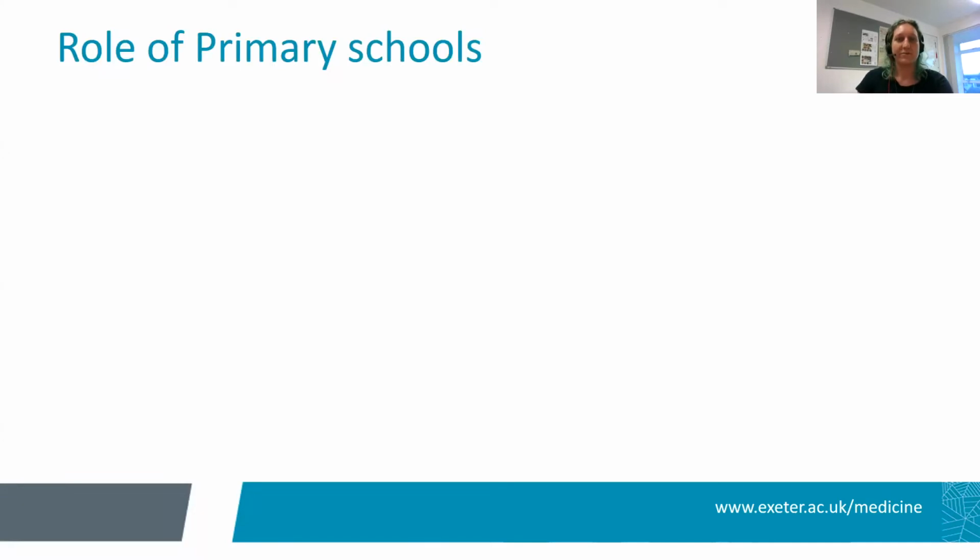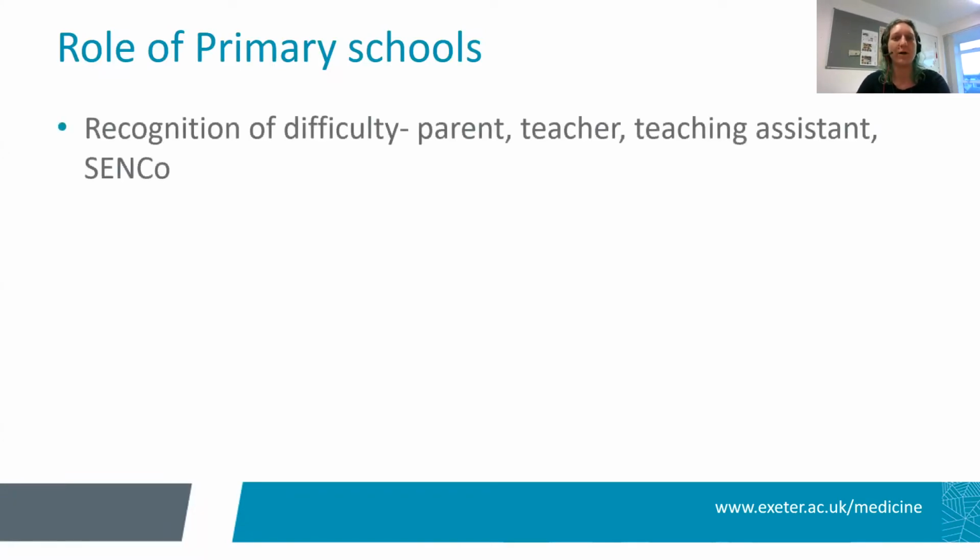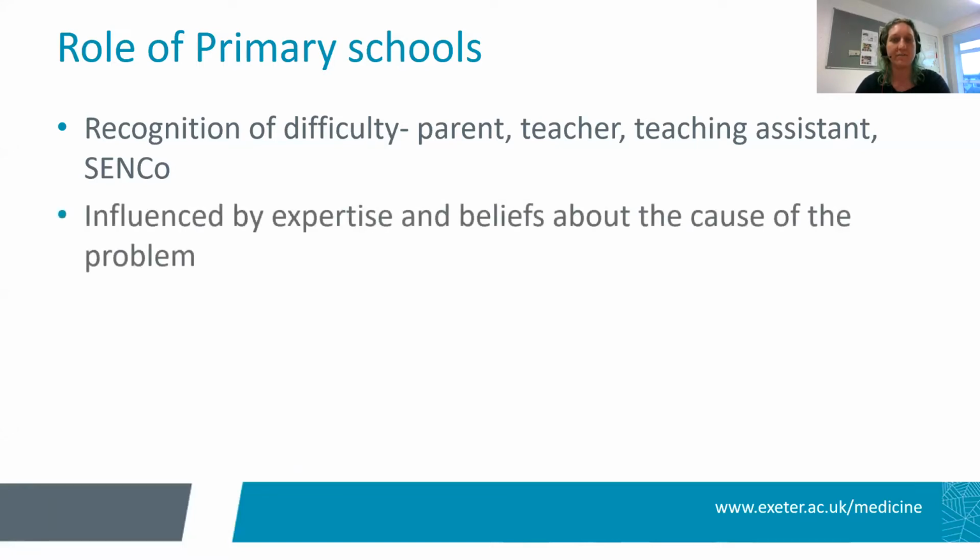So where do primary schools come into this then? Quite often ADHD or the difficulties associated with it are first recognised in primary school. It might be a parent realises when their child starts school that their child is very different to most of the other children. Or it could be a teacher, teaching assistant, or the special educational needs coordinator who first recognises that there's a challenge. That recognition and management of ADHD in schools is influenced by the expertise and beliefs of school staff around what the cause of the problem is.